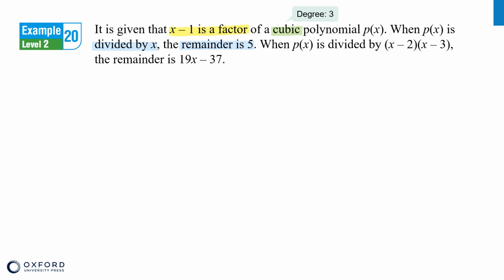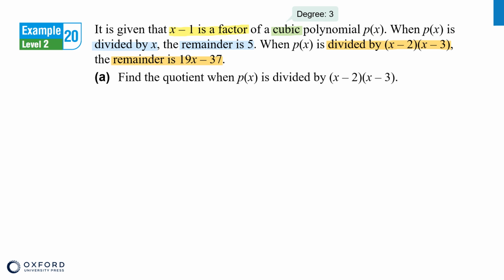Last, when p of x is divided by x minus 2 times x minus 3, the remainder is 19x minus 37. Part A, we need to find the quotient when p of x is divided by x minus 2 times x minus 3. The first step we'll do is to set up a polynomial of p of x by the division algorithm. And to do so, we'll let something be the quotient first.